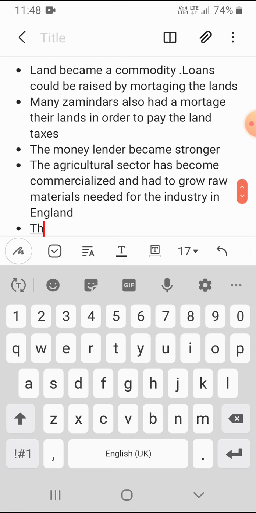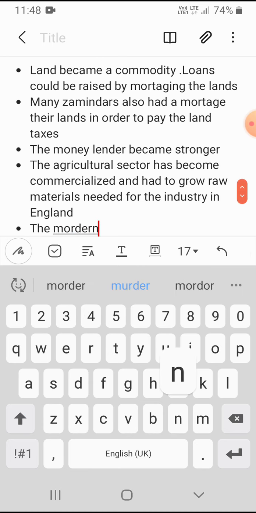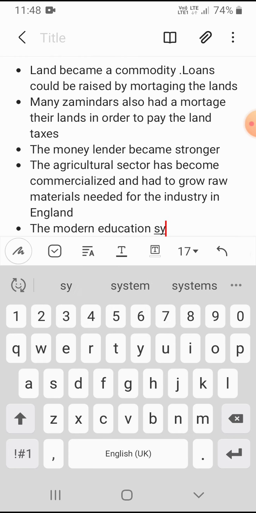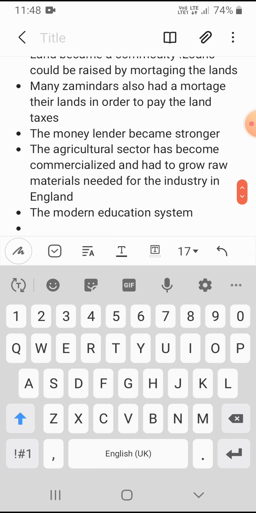And after this, let's come to the modern education system. The new education system was formed after the agricultural system, and after the administrative, political, military and police systems. The new education system also came.